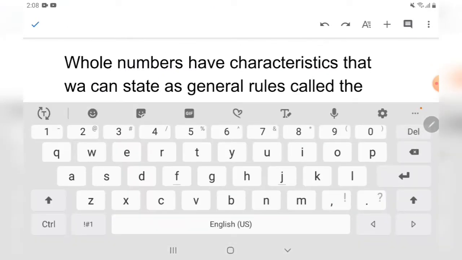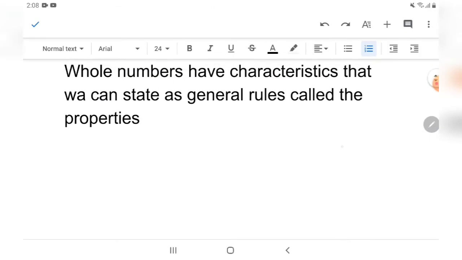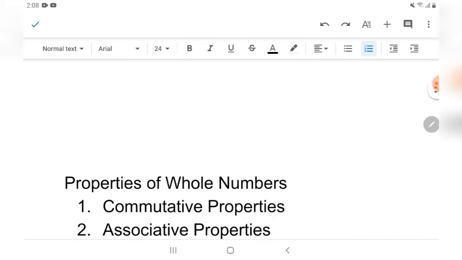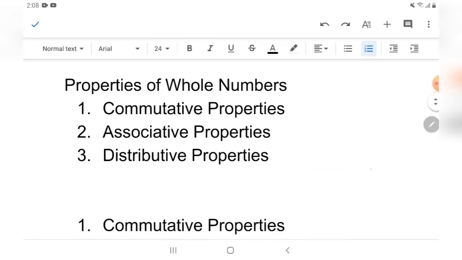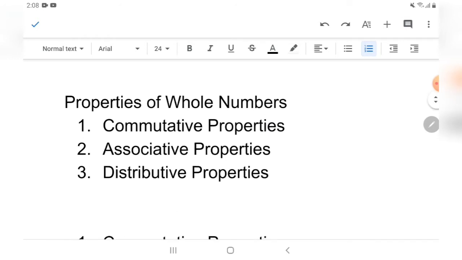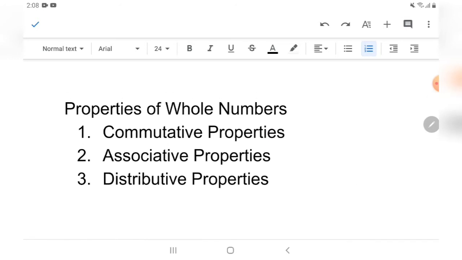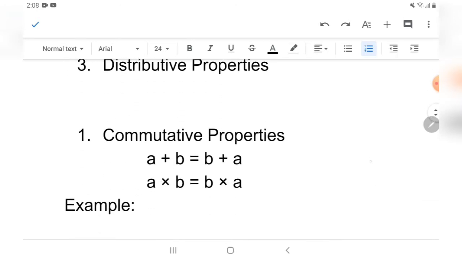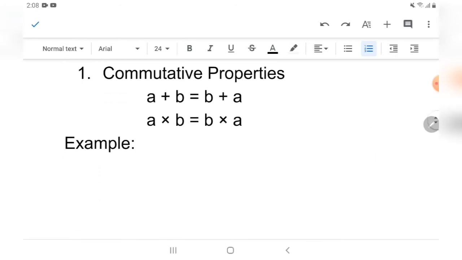Whole numbers, again, whole numbers have characteristics that we can state as general rules called the properties. So we have here the properties of whole number. First is commutative properties. Next is associative properties. The last one is the distributive properties. Now, what is commutative properties?